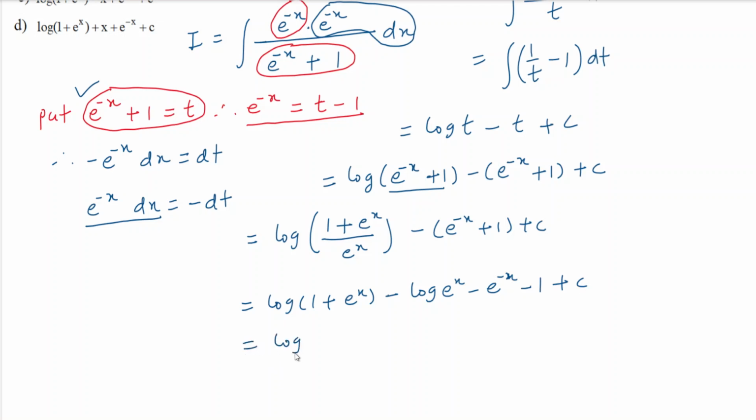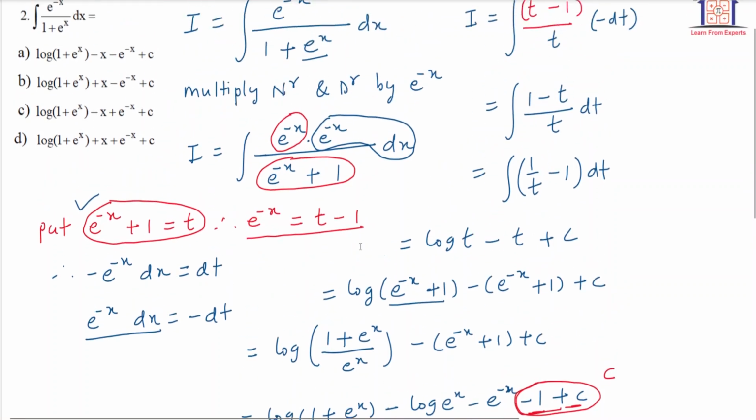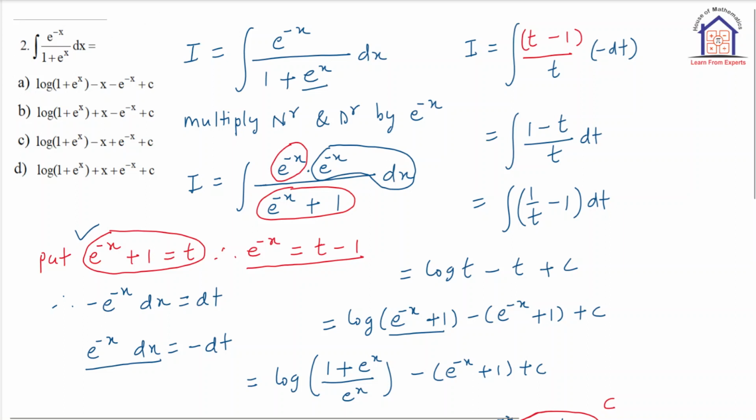Now see here, this is log of (1 plus e to the power x) minus log of e to the power x, which is x log e, and log e is 1, so this is x, minus e to the power minus x. And here c is an arbitrary constant, and 1 is again a constant, so minus 1 plus c is the constant of integration, so the total constant is c here. So the integration is log of (1 plus e to the power x) minus e to the power minus x plus c. So here the first option is correct.